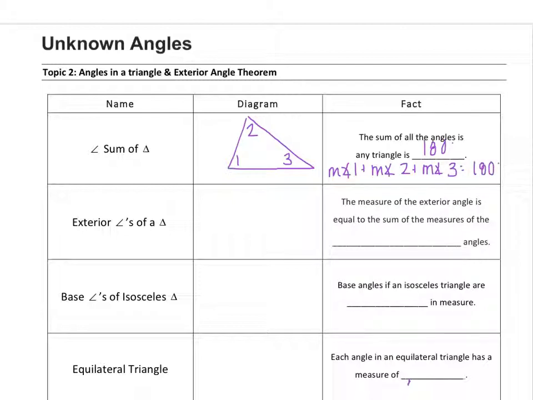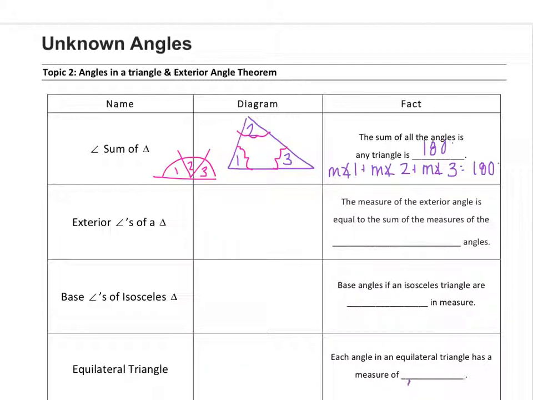And that 180 comes from the fact that if you were to take all of the angles from that triangle and cut them off and then match them up right next to each other, they would end up lying on a straight line, making a picture such as this. So again, remember supplementary angles on a straight line add up to 180.